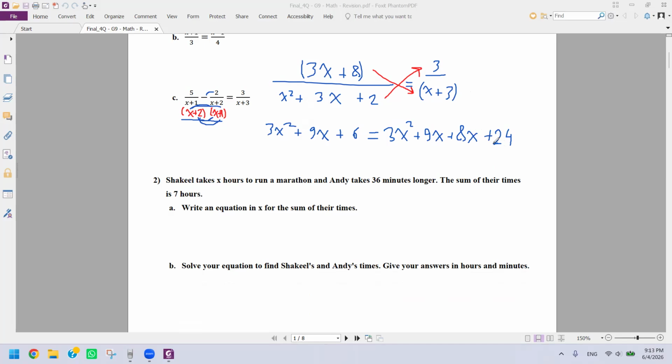Now we keep x on one side, the numbers on the other side. So if I take 3x squared to the other side, it will be minus 3x squared. And here I already have 3x squared, so what will happen? 3x squared minus 3x squared will be 0. So let me take 9x to the other side and bring 24 to the left side.